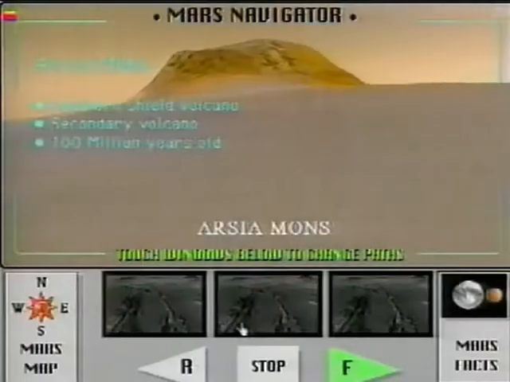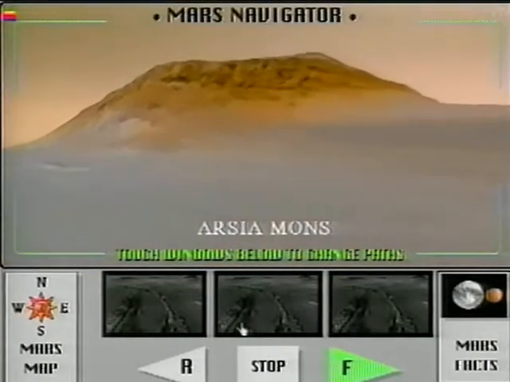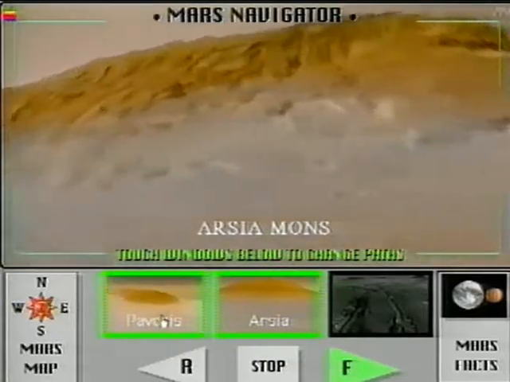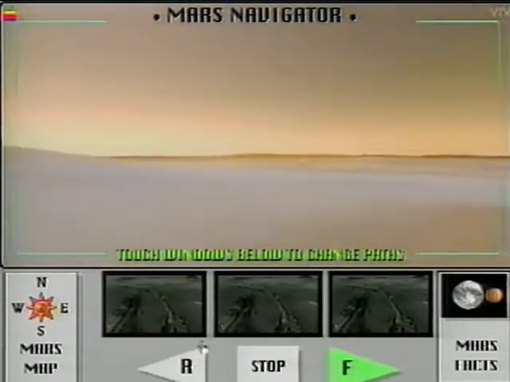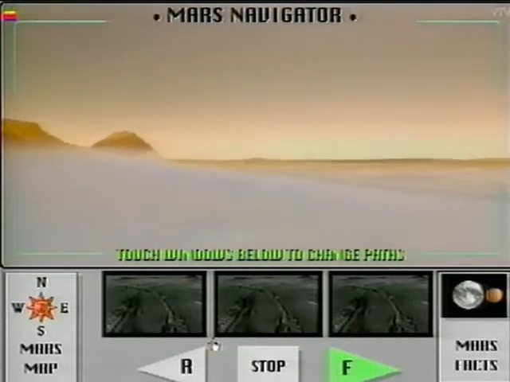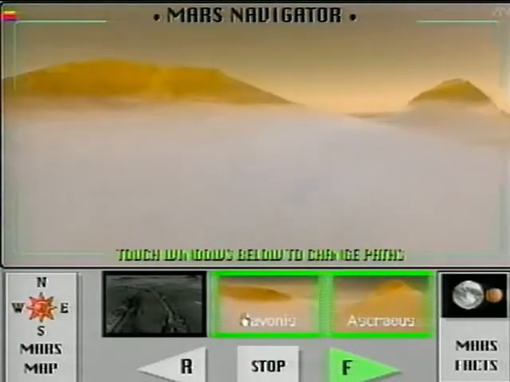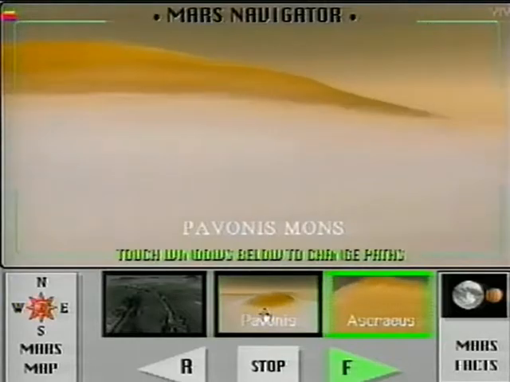Well, we've all heard the expression that a picture is worth 1,000 words, and Paul has just shown us that with DataDesk. But what if you had 250 megabytes of image and terrain data? Then what? You might get something like this. This is a very small portion of the Mars Navigator, created by Apple Computer's Advanced Technology Group. Our next guest, Rob Wolf, is a part of ATG and was project leader for the Mars Navigator. Pavonis Mons.